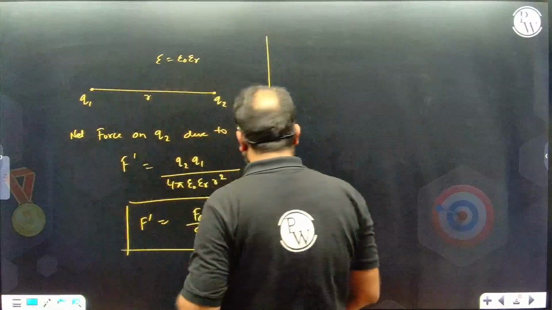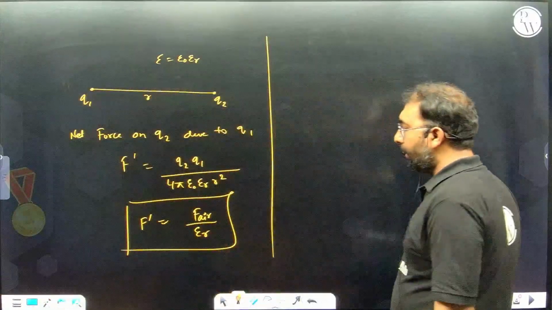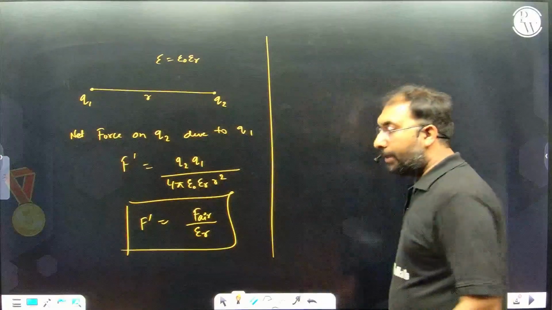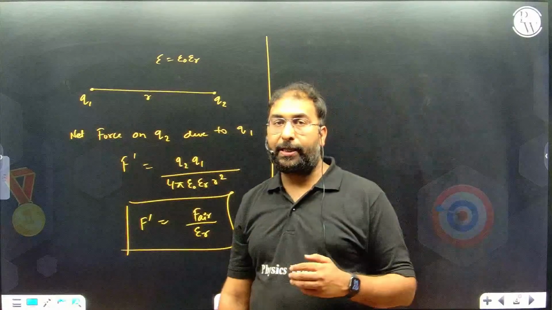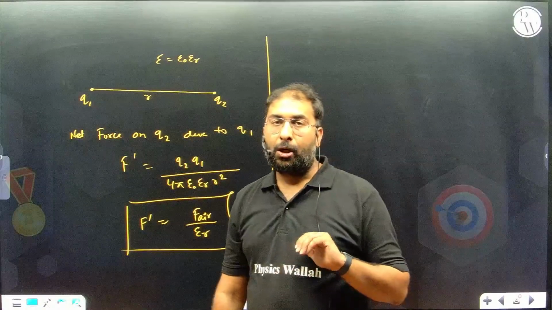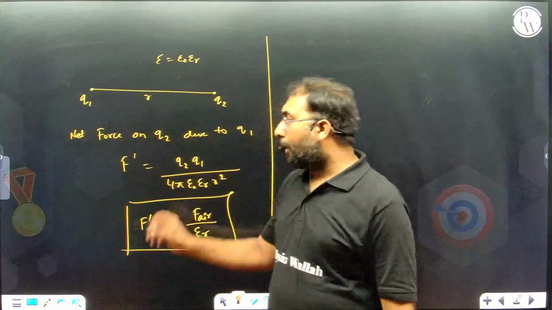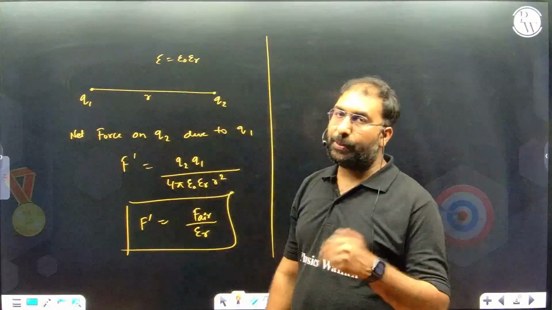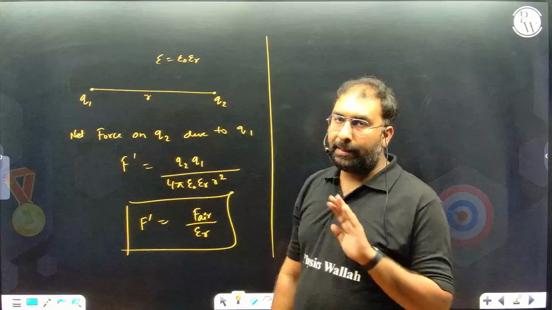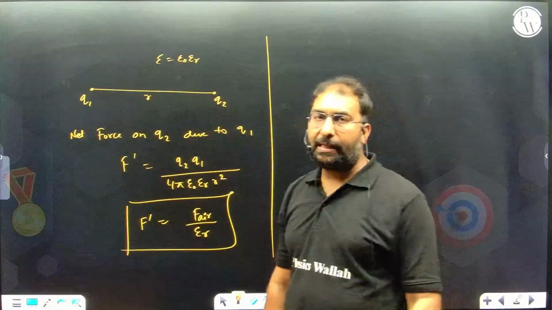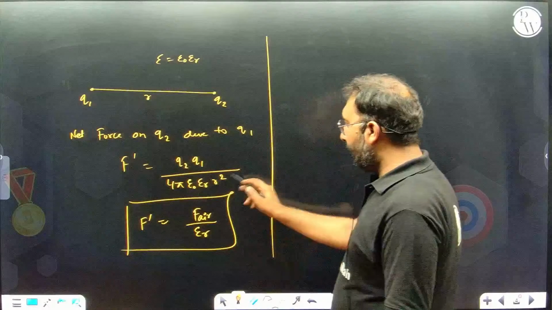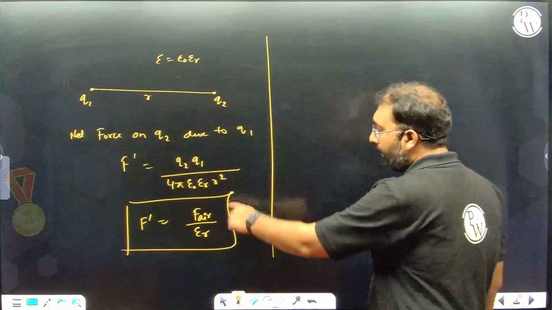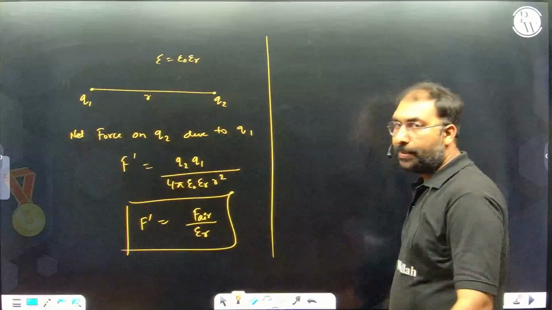Sometimes you people can end up making mistakes, so you have to be cautious in this kind of situation. That you have been asked to calculate the net force acting on the particle, or you have been asked only to calculate the force on Q2 because of Q1. So force on Q2 just because of Q1, then this situation and the previous situations are identical. But when they are asking you to find the net force on Q2, then it will change. It will become force in air divided by epsilon R.